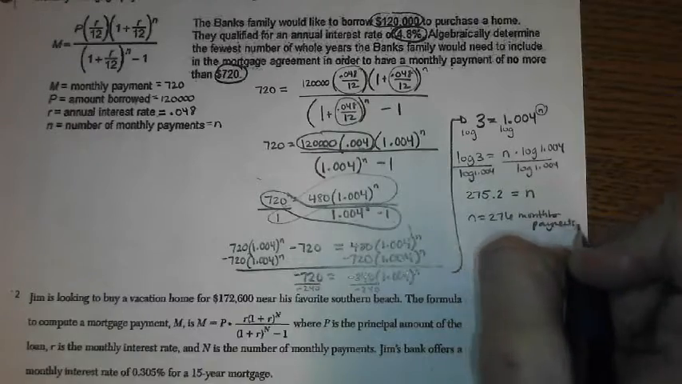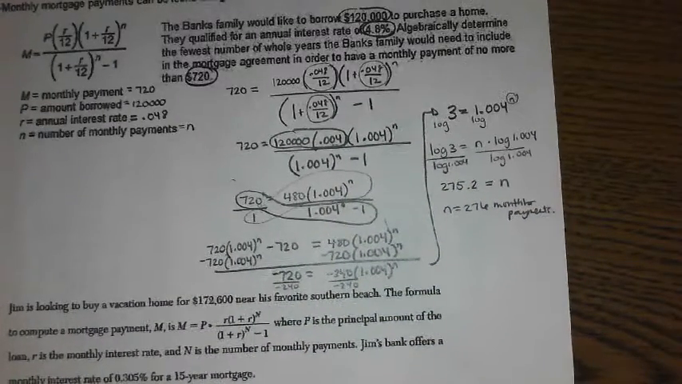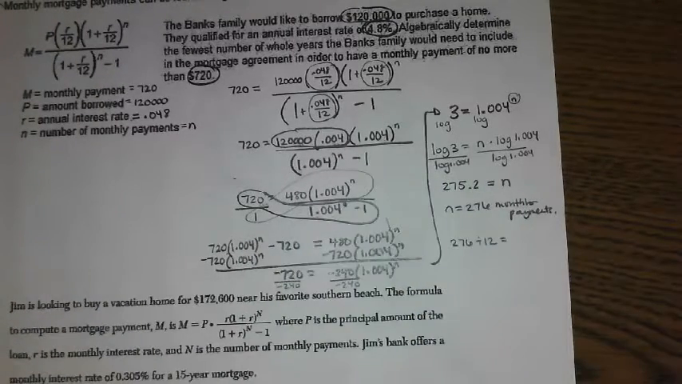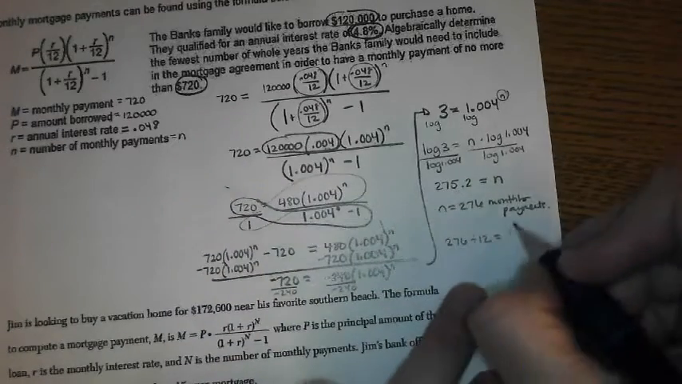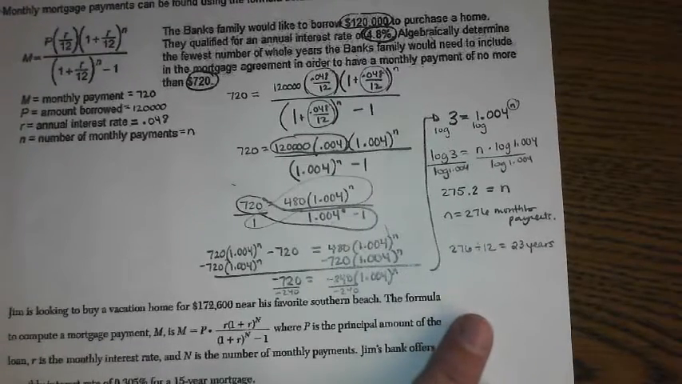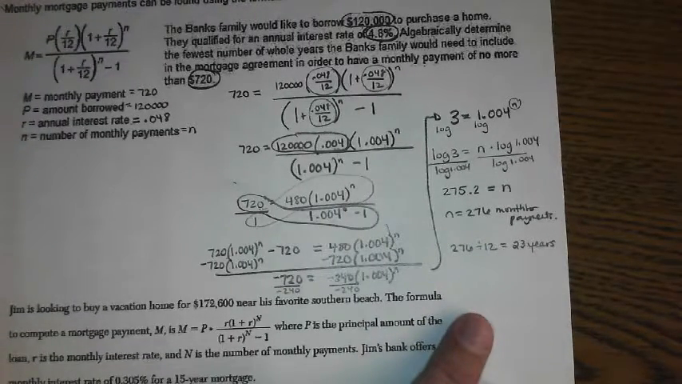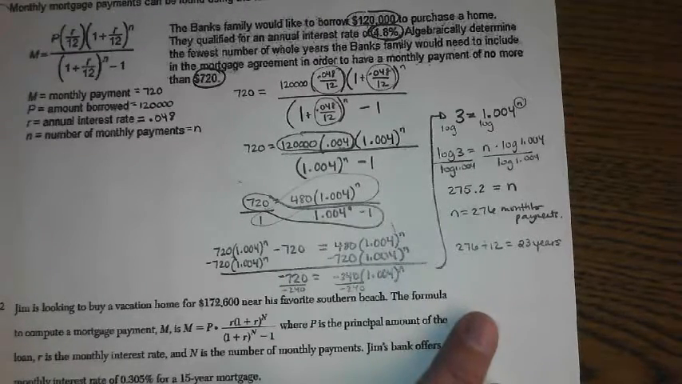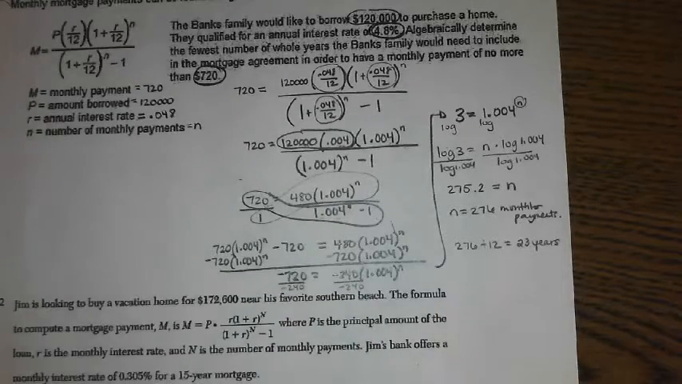And then we're going to convert that into years. So how do you take 276 months and turn it into years? Divide by 12, and you're going to get 23 years. Which is about the amount of time housing loans are, 20 to 30 years, 15 to 30. Good? Any questions on that?